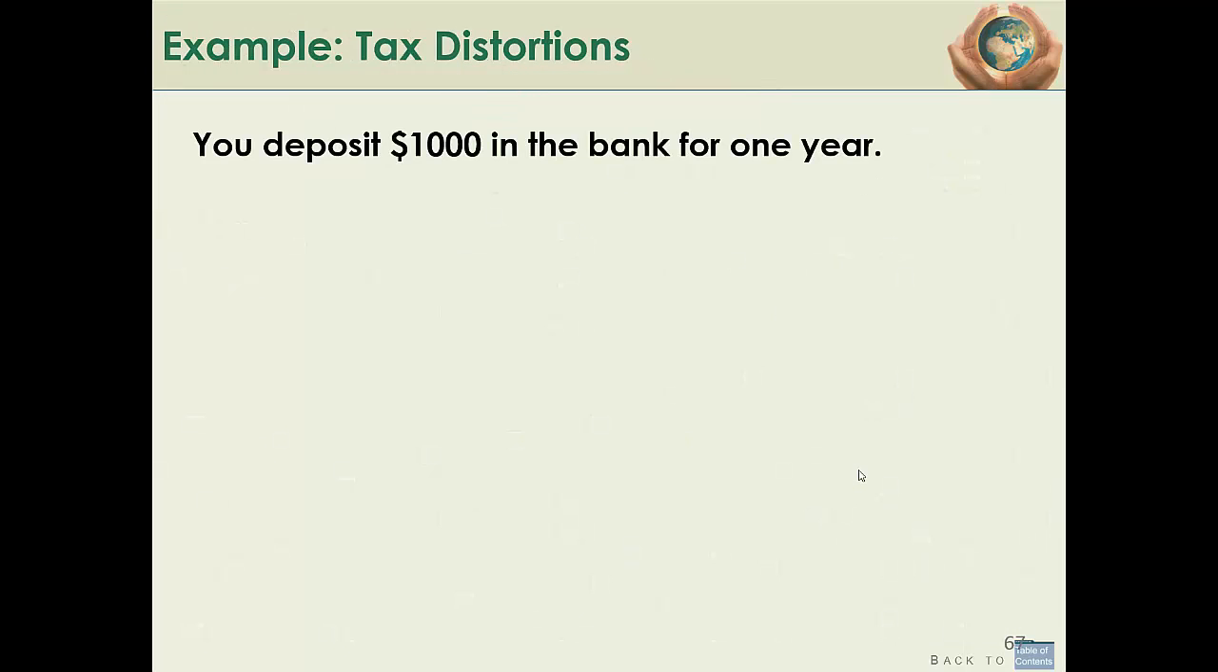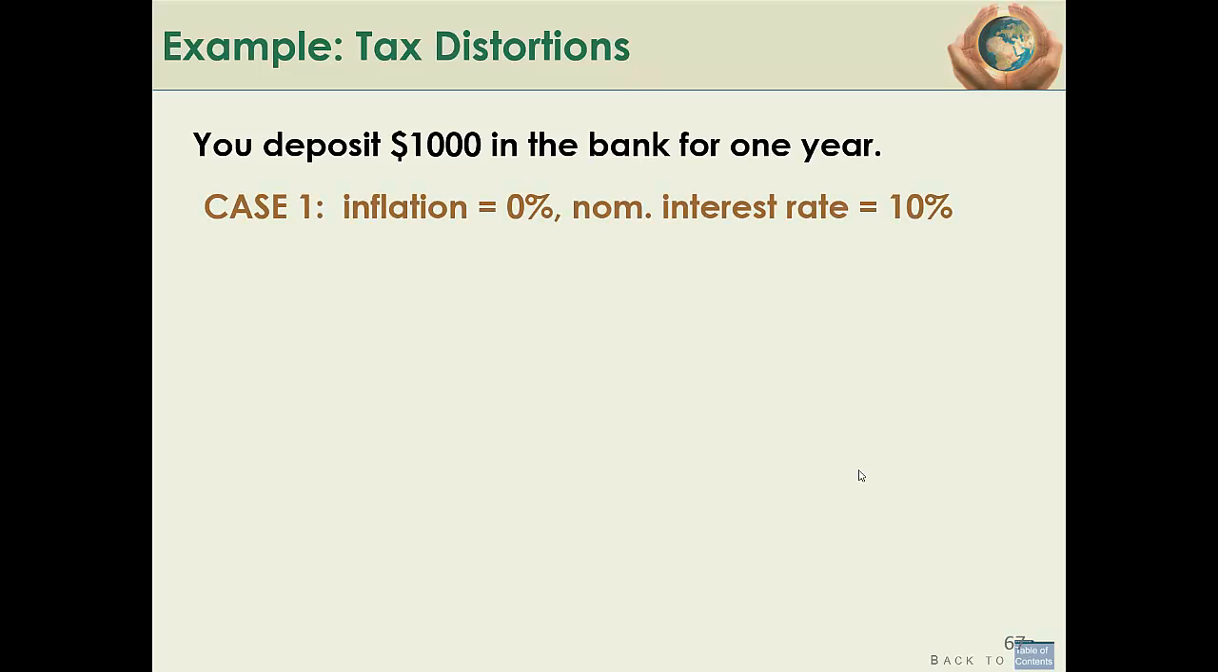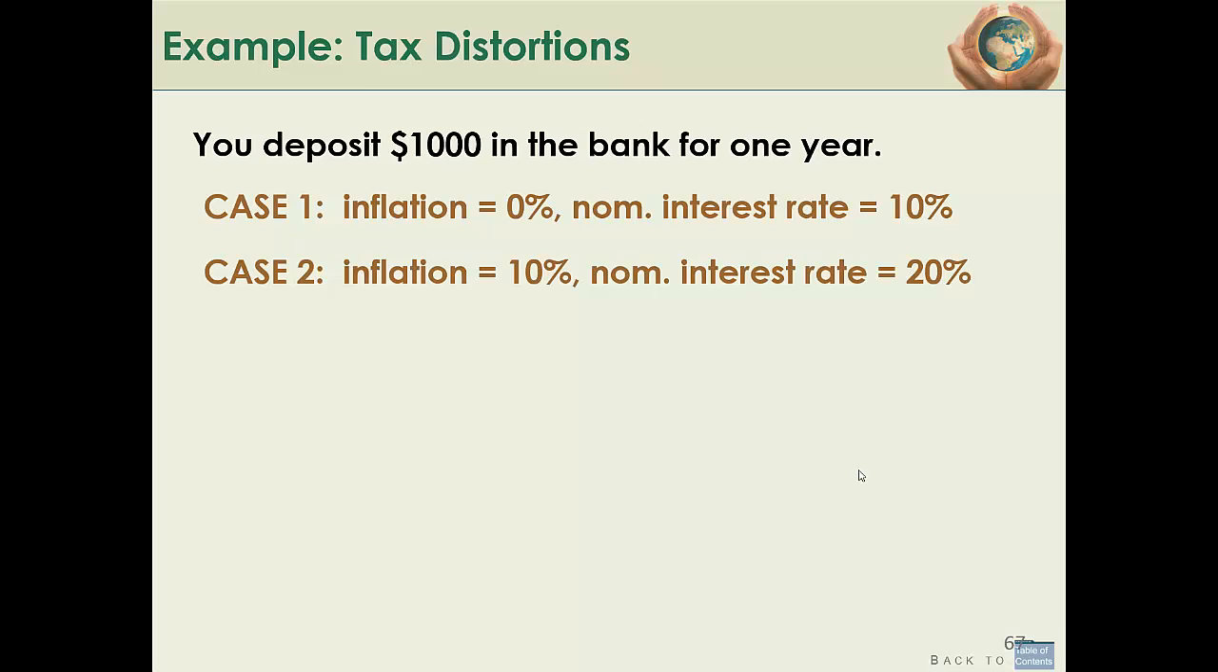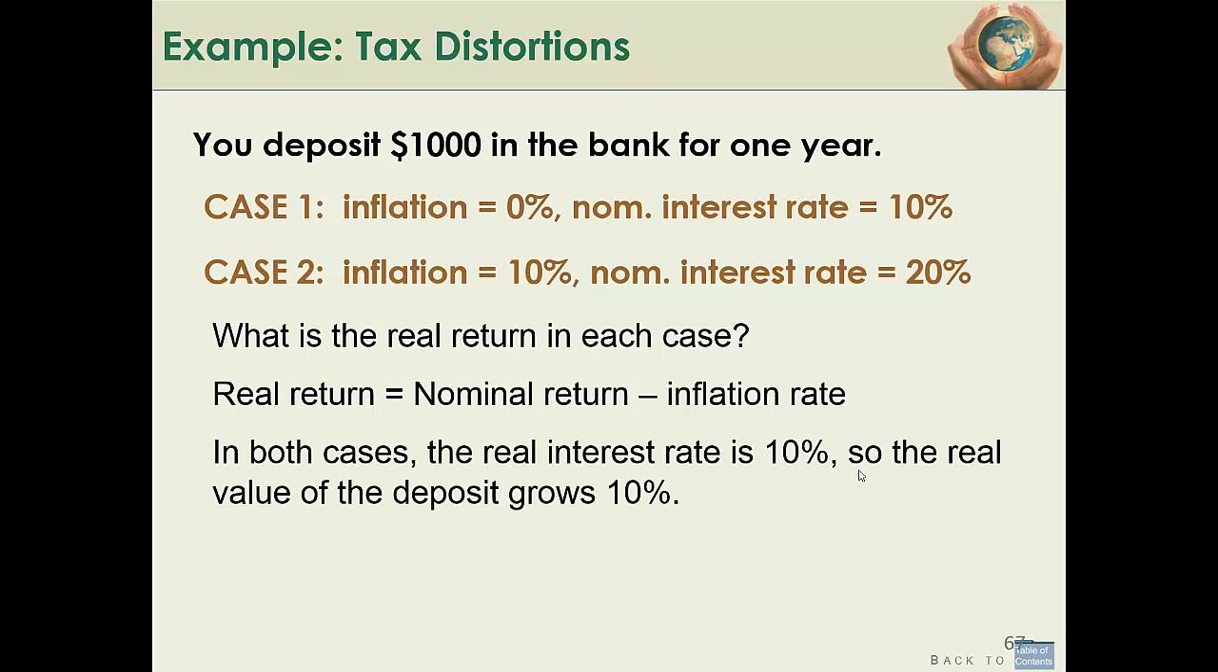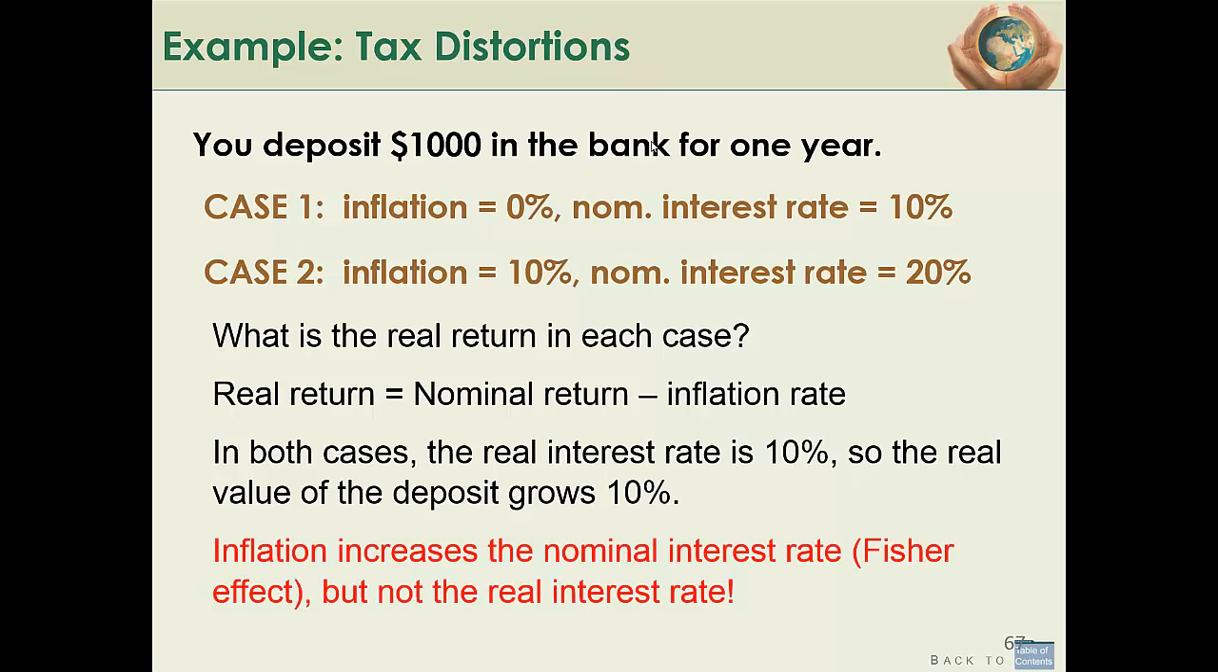Let's suppose you deposit $1,000 in the bank for 1 year. In one case, the inflation rate is 0, and the nominal interest rate is set at 10%. In the second case, the inflation rate is 10%, and the nominal interest rate is set at 20%. What is your real return in each case? Well, in each case here, the real return is the difference between the nominal and the inflation rate, or the real return is 10%.